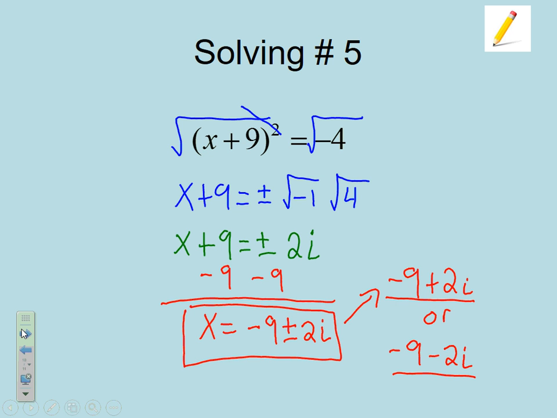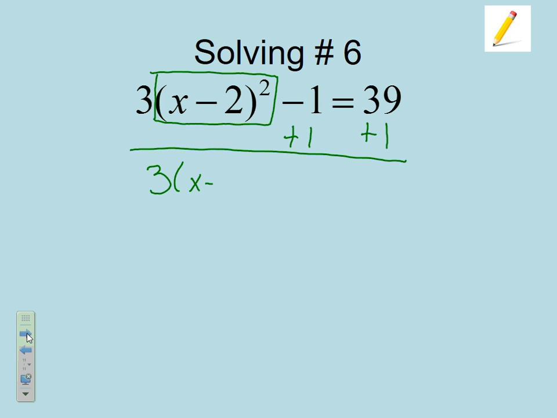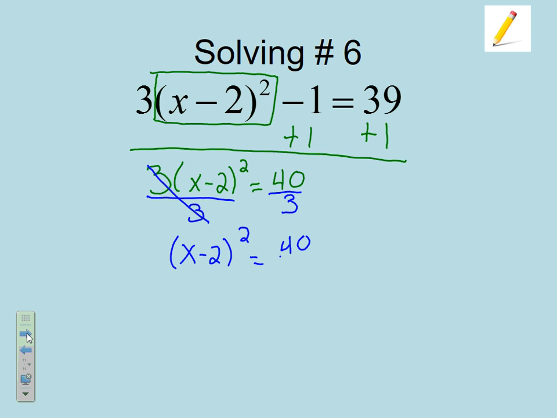Get excited. Here we go. Example number 6. Now, I have that same idea here. This is in parentheses, so I have to get this whole thing by itself first. So I'm going to add 1 to both sides. I'm going to get 3 times x minus 2 squared equals 40. And then I'm going to divide both sides by 3. These are going to cancel, and I get x minus 2 squared equals 40 over 3.